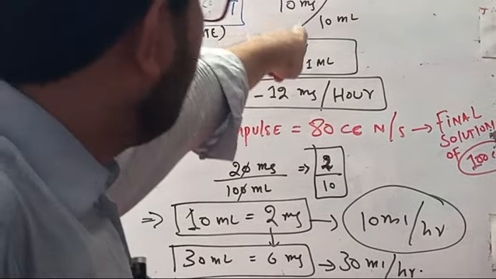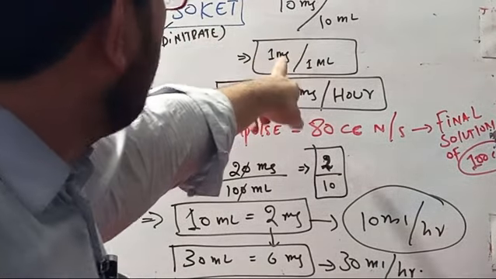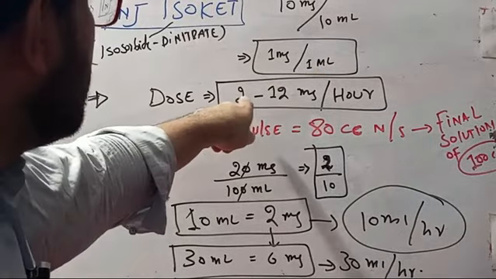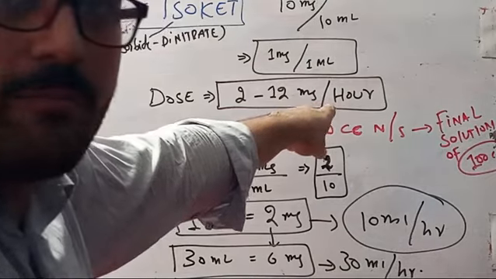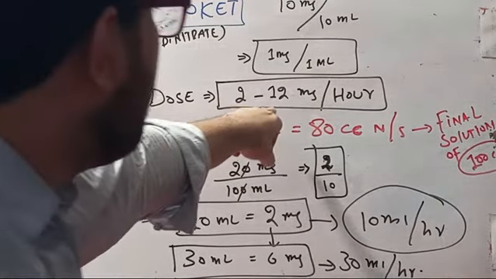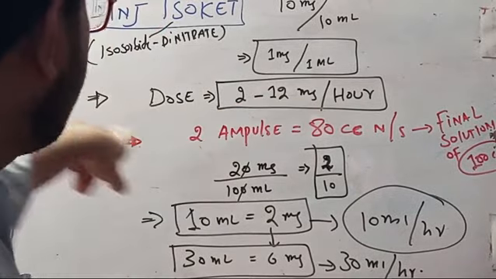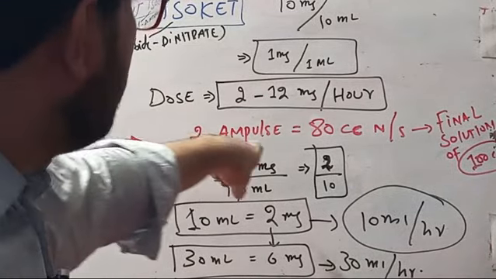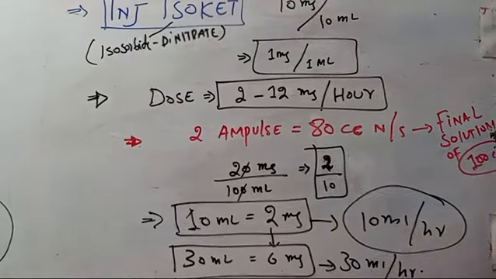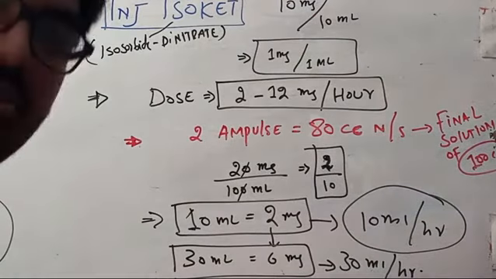It comes as an injection of 10 milligram by 10 ml. So we are having 1 milligram by 1 ml. So the dose is 2 to 12 milligram per hour. So we start with the lowest dose, that is 2 milligram, and titrate up according to the response. So what we do, we take 2 ampules and put in the 80 cc normal saline to give a final solution of 100 cc. We have to make the final solution of 100 cc.